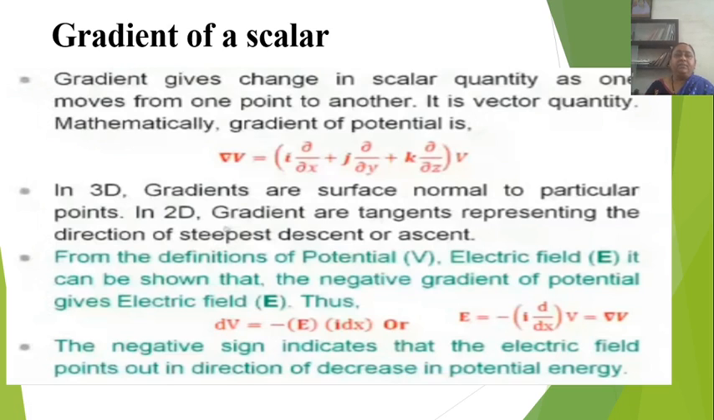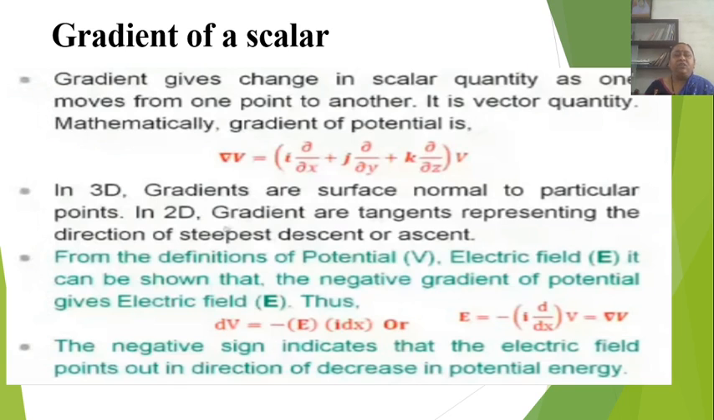Gradient of a scalar. Gradient gives the change in a scalar quantity as one moves from one point to another. It is a vector quantity, and mathematically the gradient of potential is given by ∇V equal to (i ∂/∂x plus j ∂/∂y plus k ∂/∂z) V. In 3D, gradients are surface normal to a particular point. In 2D, gradients are tangent, representing the direction of steepest descent or ascent.